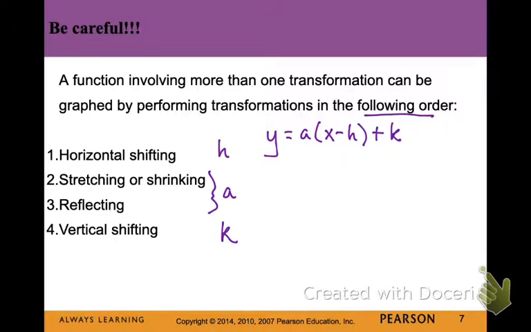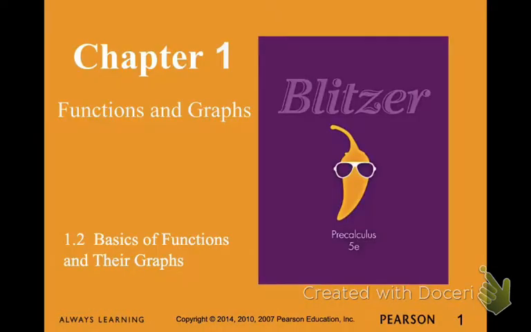So a little acronym to help you remember the order is the HACK. So horizontal shifting first, then stretching, shrinking, and reflecting, the a value, and then our vertical shifting, our k value. All right, that concludes our part 1 review of transformations for our chapter 1, section 2 notes.